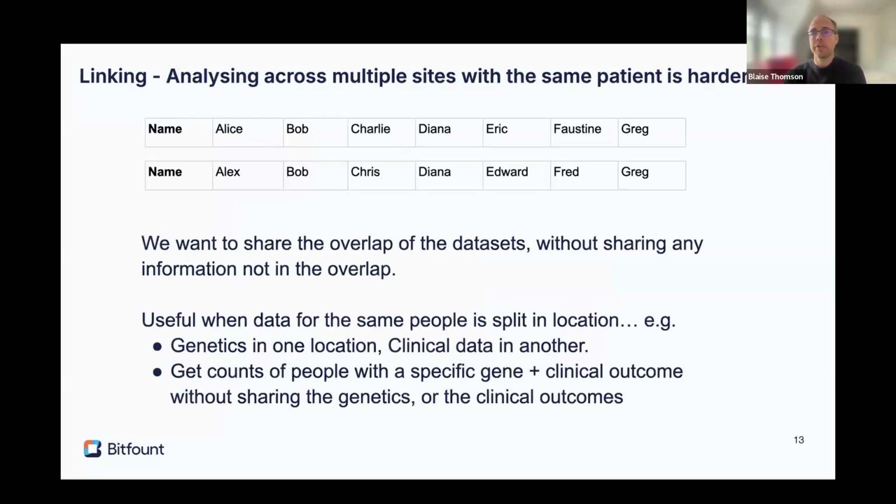But when you want to start linking across multiple sites that have the same patient, that kind of analysis is not sufficient. Let's take this example. We've got two sites with a list of names, and we want to share the overlap of the data sets without sharing any information not in the overlap.